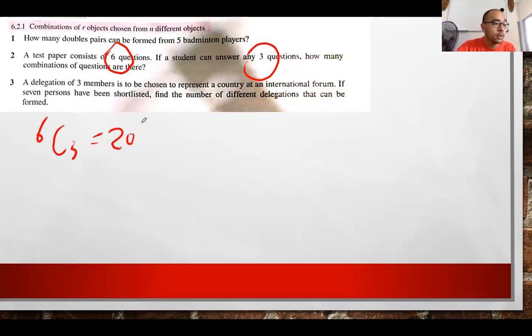Right now, what I want you to do on your whiteboard is take a look at question number 3 and show me your answers on your whiteboard. A delegation of 3 members is chosen to represent a country. If 7 persons have been shortlisted, find the number of different delegations that can be formed.